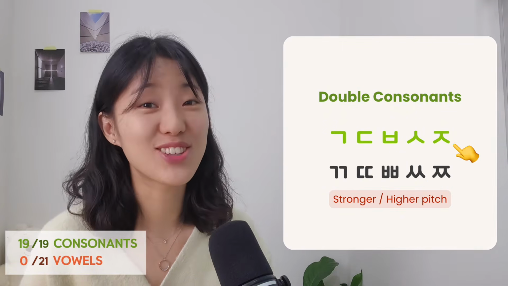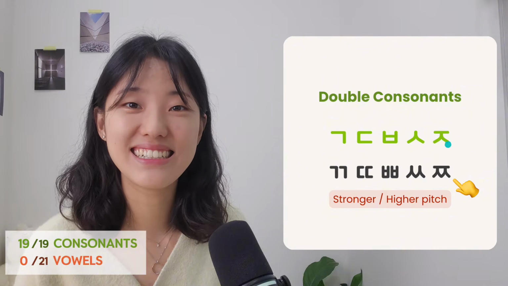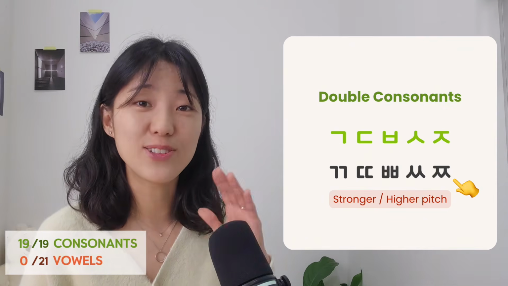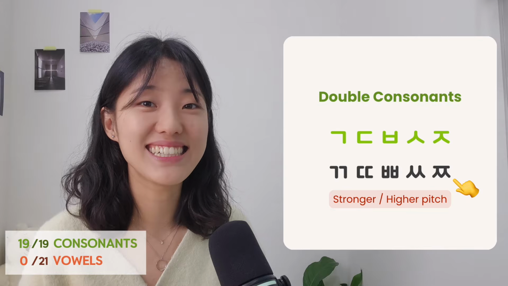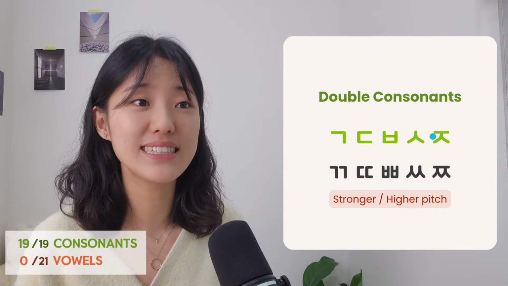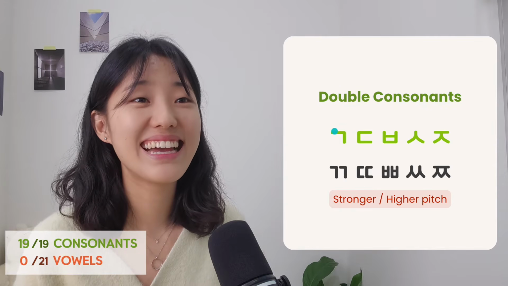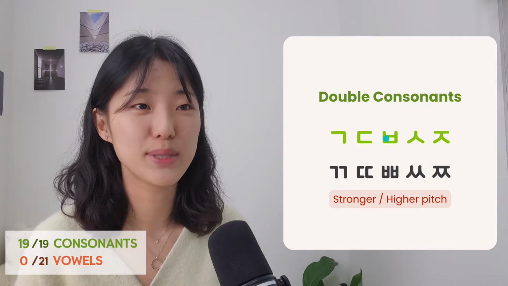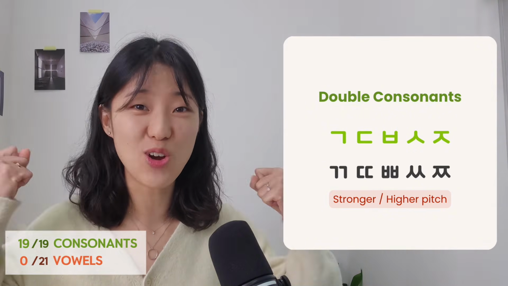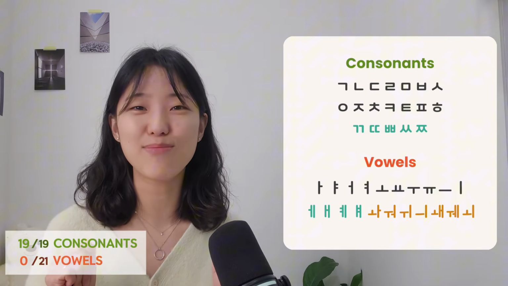What about this? 2 legs with the jeans. T and Z. Z sound doesn't exist in English, so you might need some time to get used to it. So, in a row, K, T, P, S, T, G, D, B, S, Z. So double the consonant becomes stronger and higher pitch. We already covered all the consonants and now it's time to move on to the vowels.